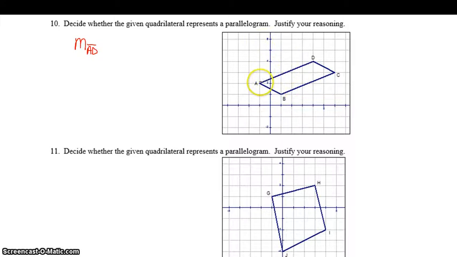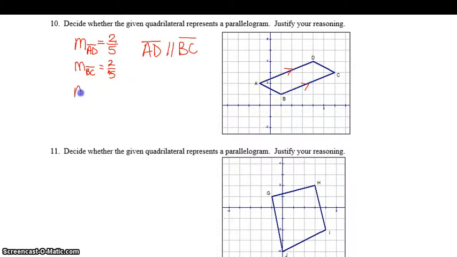So I'm going to count from A to D, so I would go up 2, 1, 2, 3, 4, 5 to the right. So the slope from A to D is 2 over 5. Slope of its opposite side, BC, we'll go from B to C up 2, 1, 2, 3, 4, 5, so it's still positive 2/5. Okay, and so these are parallel, so I know that segment AD is parallel to segment BC. So I'm going to put those arrows there.